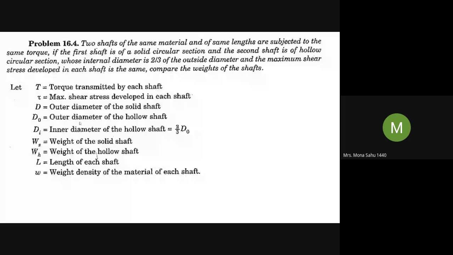A hollow shaft of external diameter 120 mm transmits 300 kilowatt power at 200 RPM. So diameter is given, power is given, RPM is given. The internal diameter, the maximum stress in the shaft. Maximum stress is also given. We need to find out what is DI. Okay, please write down what is given.